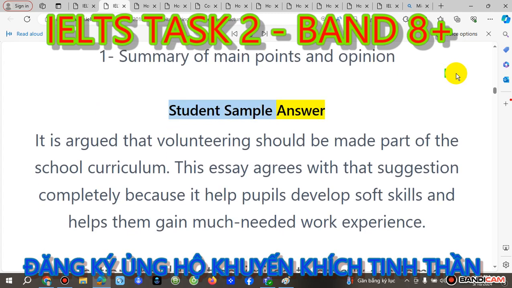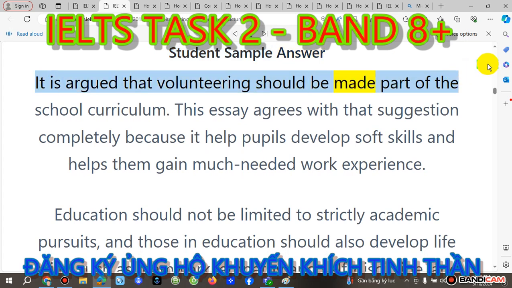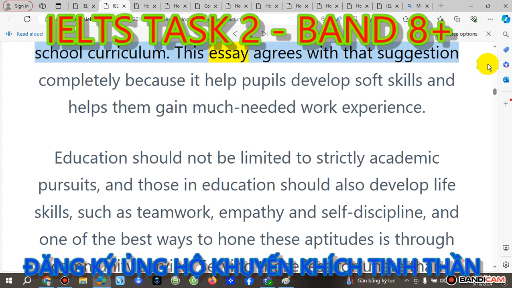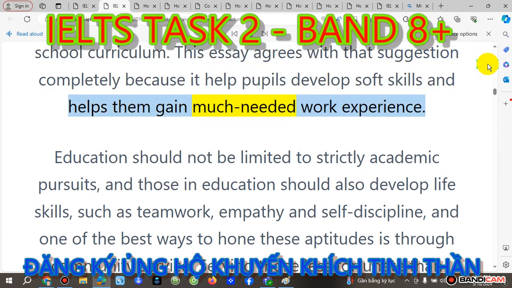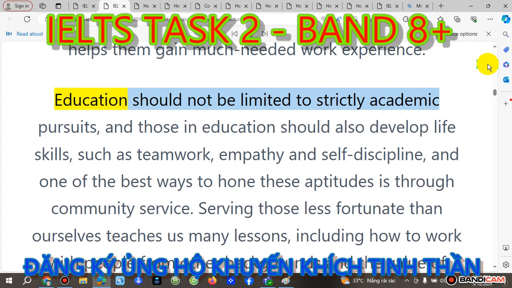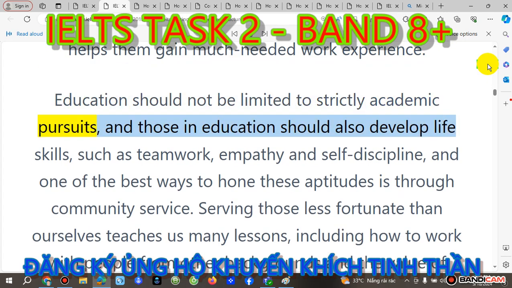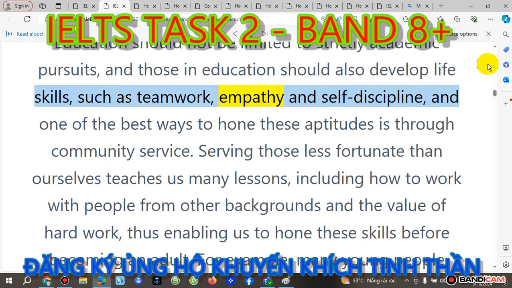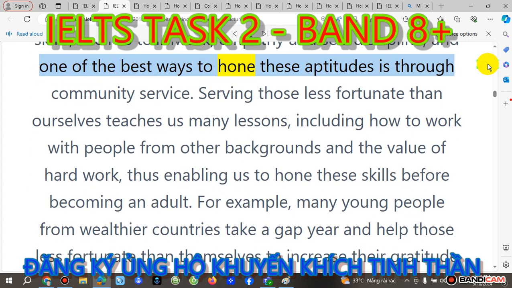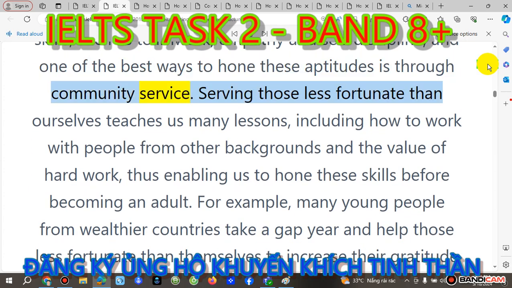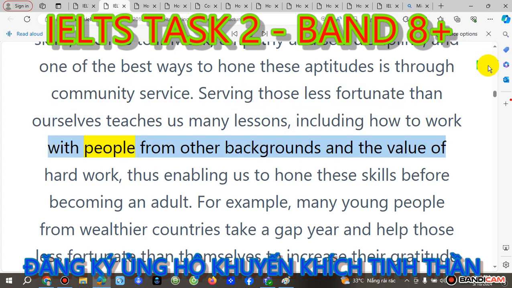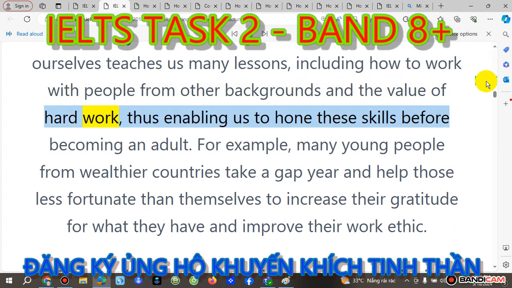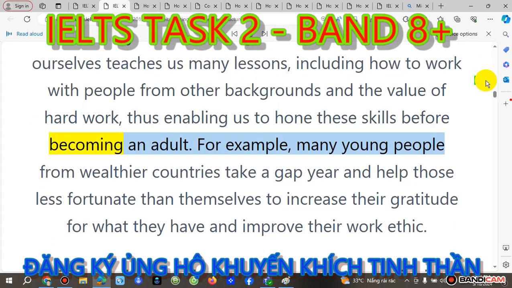Student sample answer. It is argued that volunteering should be made part of the school curriculum. This essay agrees with that suggestion completely because it helps pupils develop soft skills and helps them gain much needed work experience. Education should not be limited to strictly academic pursuits, and those in education should also develop life skills, such as teamwork, empathy and self-discipline, and one of the best ways to hone these aptitudes is through community service. Serving those less fortunate than ourselves teaches us many lessons, including how to work with people from other backgrounds and the value of hard work, thus enabling us to hone these skills before becoming an adult.